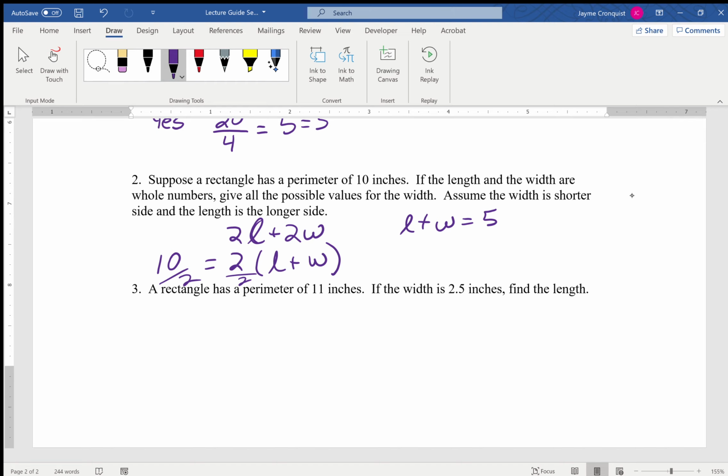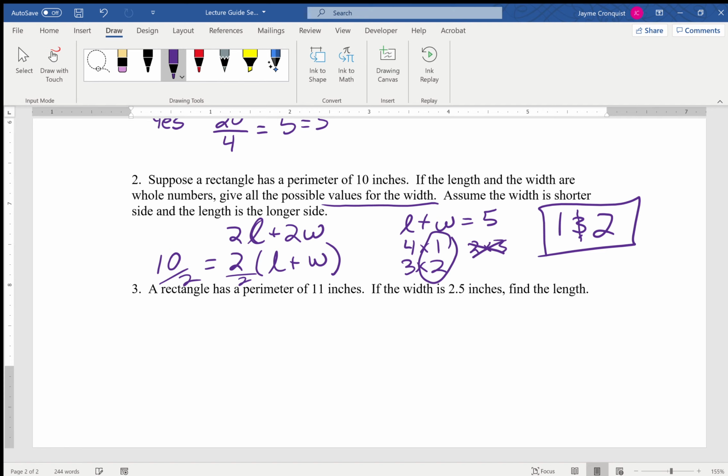So it could be a 4 by 1 rectangle, a 3 by 2 rectangle, but if I go down one more, that's the same as the previous term. So, give all possible values for the width. Width is the smaller number. 1 and 2. That would be my answers.